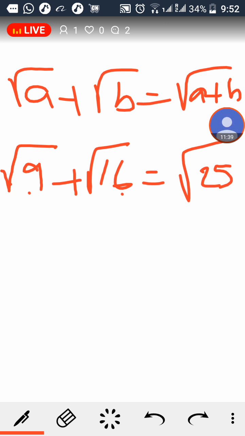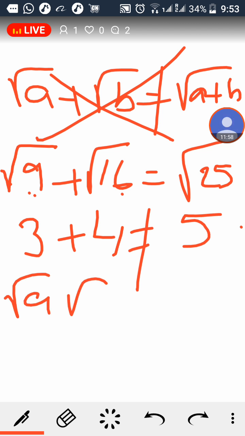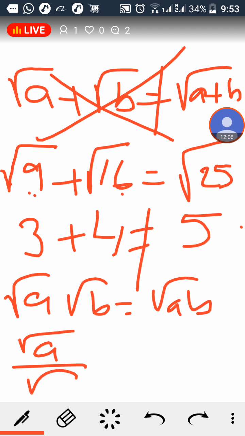Now, the right-hand side, if I just compute it, is 5, that is clear. Now let's go for the left-hand side. The root of 9 is 3. The root of 16 is 4. So 3 plus 4 is not 5, so that's not correct. That rule is totally wrong. That rule only works in multiplication, which is root of AB, and root A over root B equals root of A over B, okay?